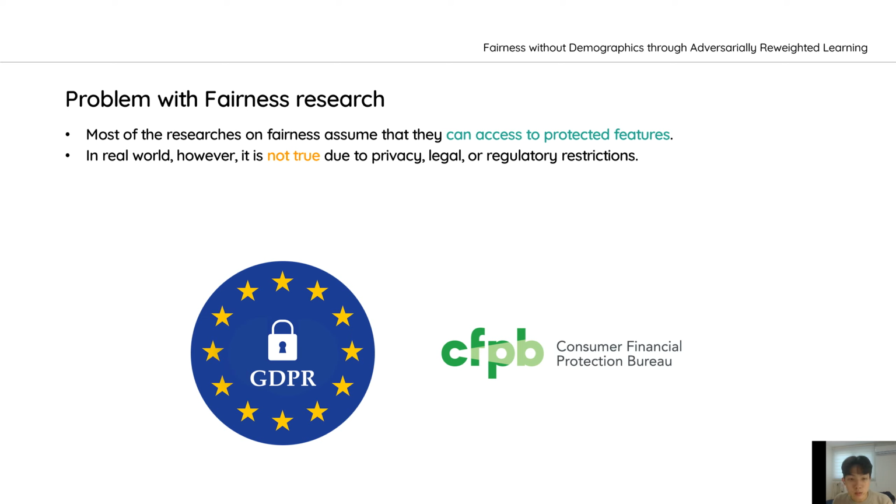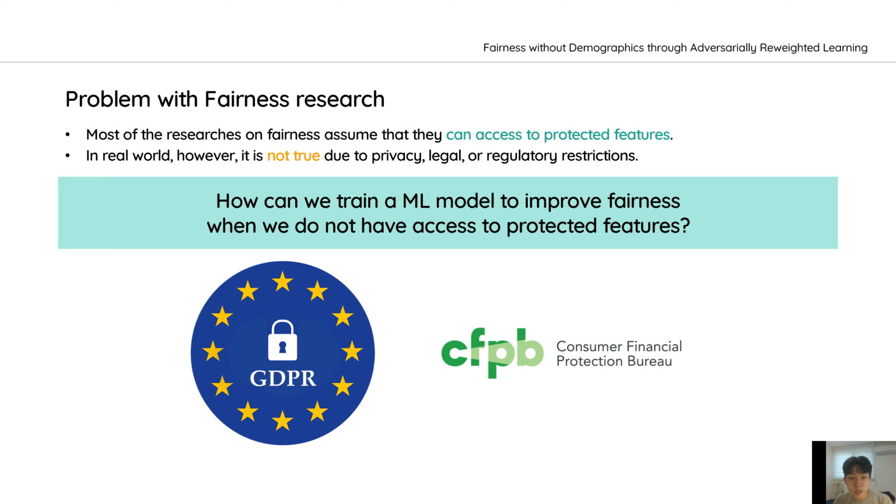For example, ECOA requires that creditors should comply with fairness, but creditors cannot use demographic information for decision making. So the authors represent the research question as: how can we train an ML model to improve fairness when we do not have access to protected features?